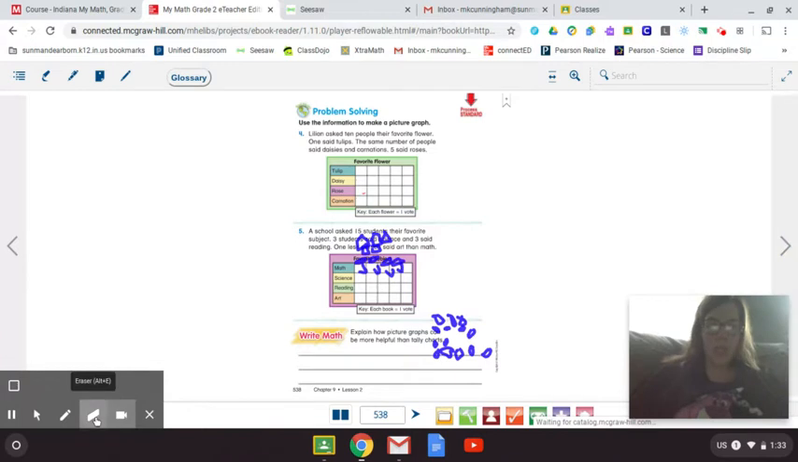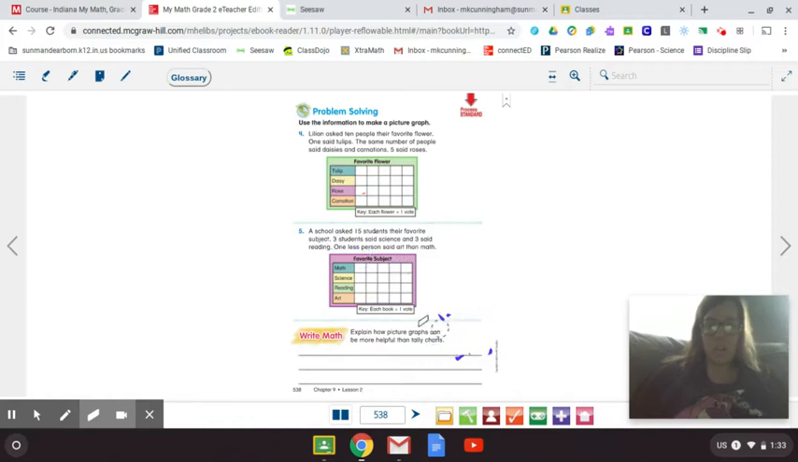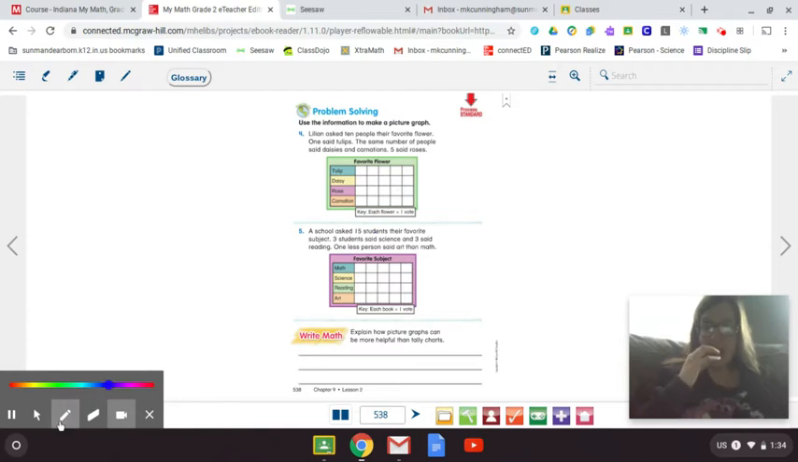And again, I got to erase. And now we're just going to use information here. So it says, use the information to make a picture graph. Lillian asked 10 people their favorite flower. 1 said tulips. The same number of people said daisies and carnations. 5 said roses. So each flower equals 1 vote. Guys, I cannot draw a flower in here. So I'm just going to draw X's, okay?